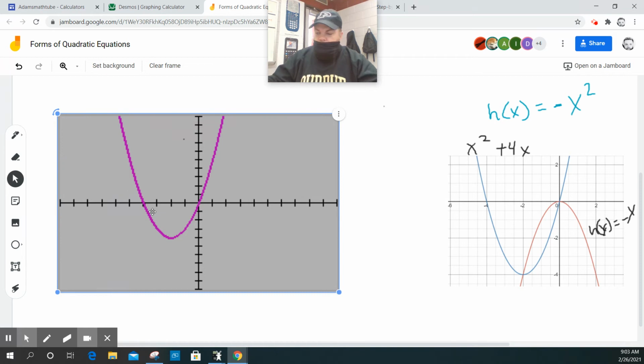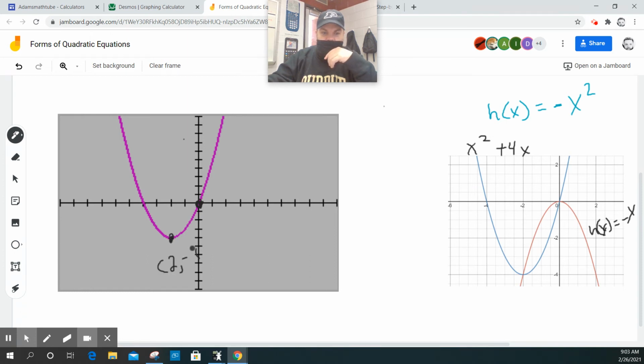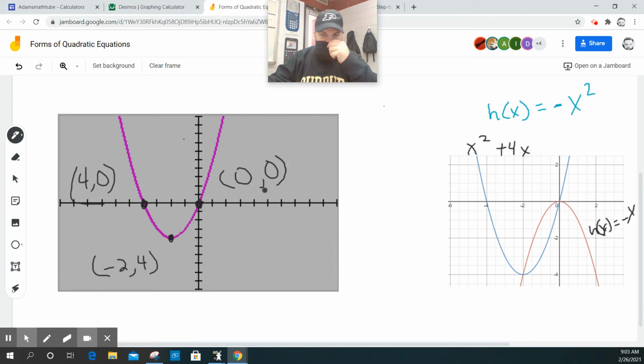So now, I think it's important to identify these key points, right? So it crosses through the origin here. I think this point looks like it's about 2 comma negative 4. I don't know if it is exactly. Or negative 2 comma 4. And this one looks like it's about 4 comma 0. And we know that this goes through the origin, 0 comma 0. This is the y-intercept. That's because c equals 0.